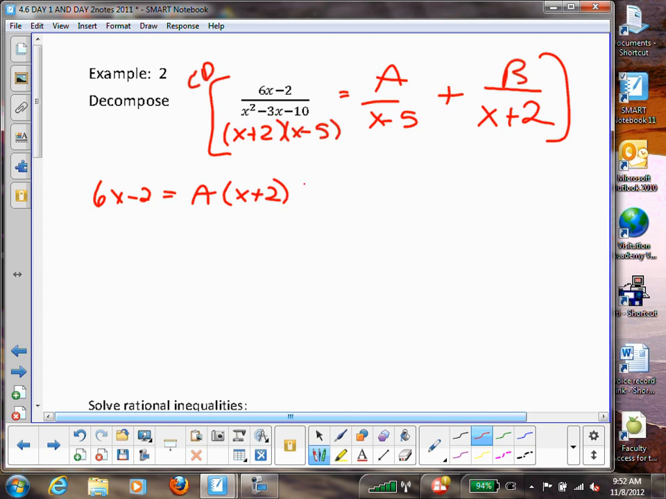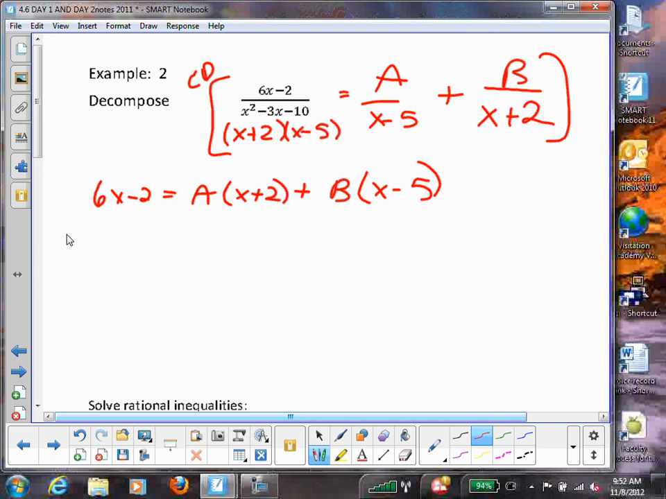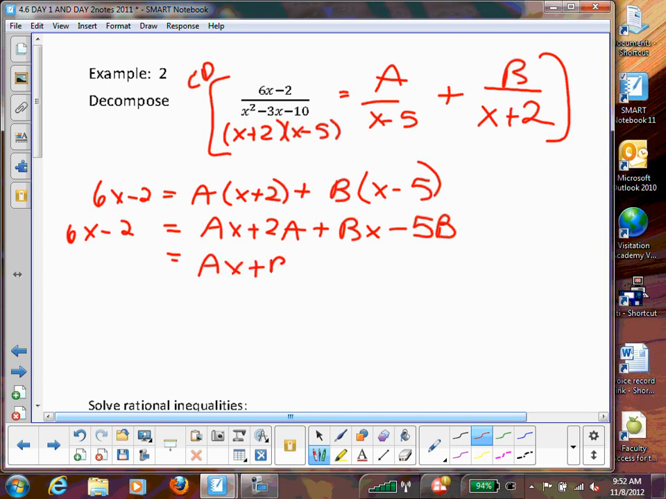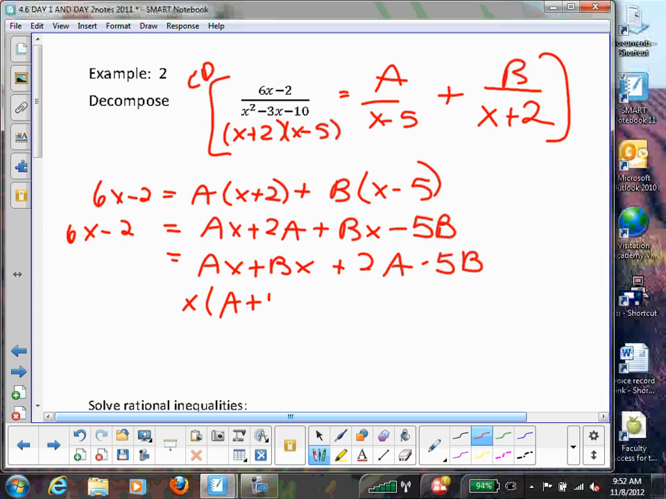x plus 2, and B times, and then what do I do next? Not yet. ax plus 2a plus bx minus 5b. And now what do I do? So that's ax plus bx plus 2a minus 5b. What do I do now? Pull out the x, a plus b, and 2a minus 5b, correct?